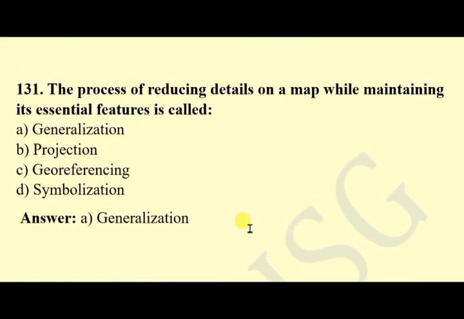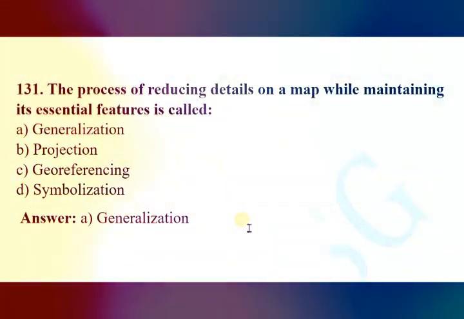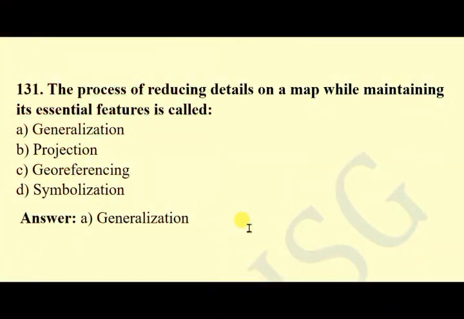Basics of cartography. Question 131. The process of reducing details on a map while maintaining its essential features is called generalization, projection, georeferencing, symbolization. The right answer will be generalization.